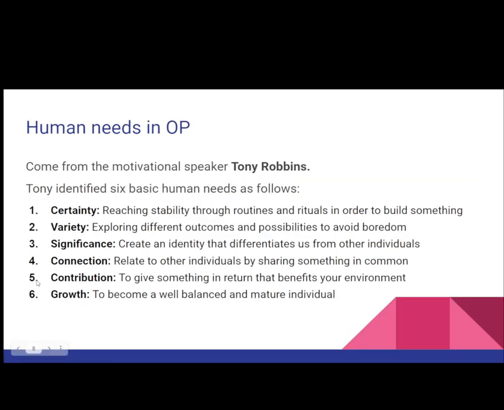Now, going back to this previous slide here, these last two human needs, contribution and growth, don't correlate with any one specific cognitive function. You kind of look at it like, people that are into their own personal development will naturally gravitate towards growth to become a more well-balanced and mature individual. And then once they've done a lot of growth, then they're going to want to contribute something to the world. So these last two can correlate with all the cognitive functions.